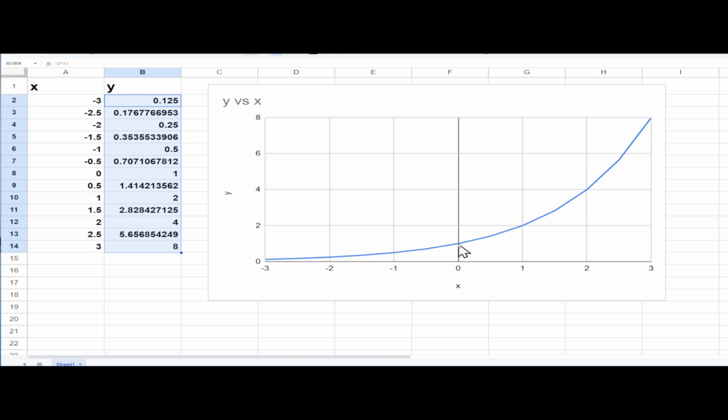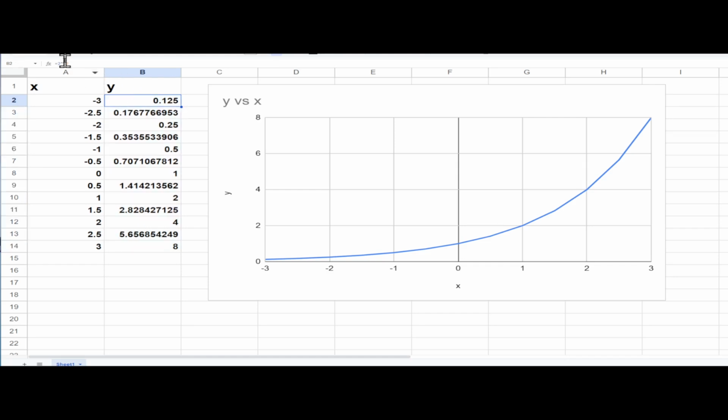It crosses there at 1, 2, and another one up it's 4, another one up it's 8. You can't see the 8 there, sorry. So this is exponential growth.